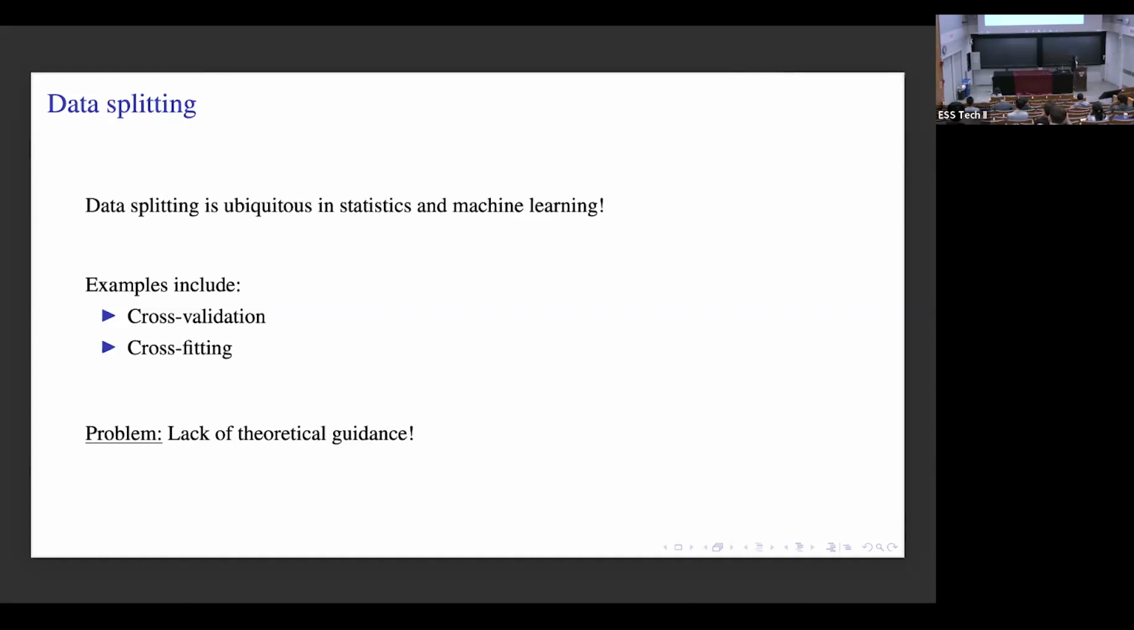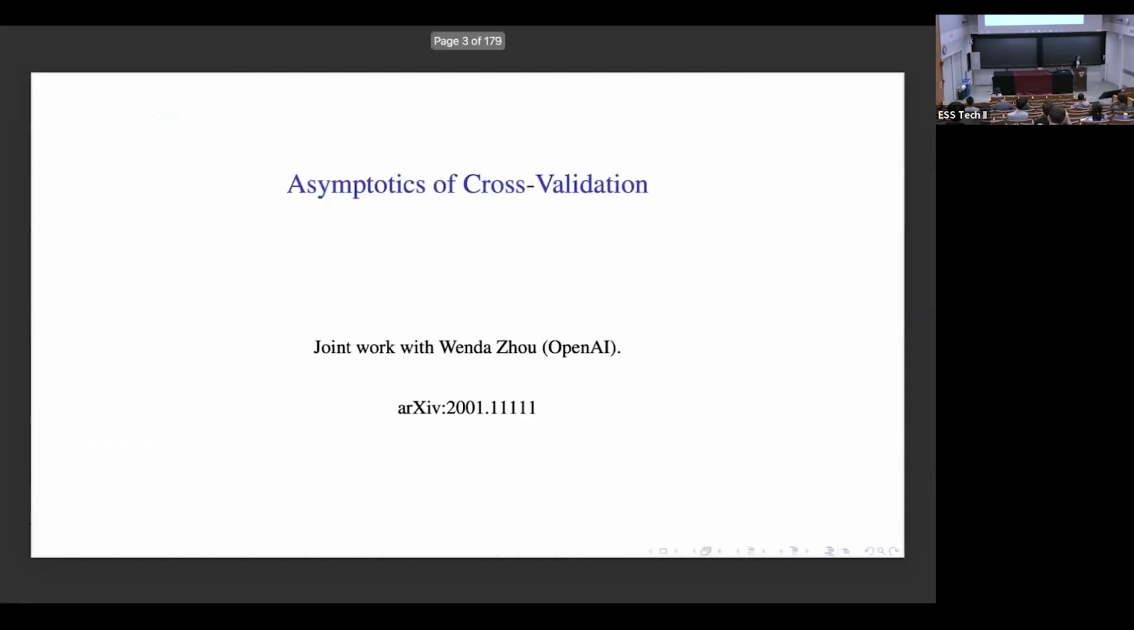Okay, so the first part of this talk is going to be based on joint work with Wenda Su, who is now, since 2 weeks ago, a senior researcher at OpenAI. So I'm very excited for him. And this is in the Annals of Statistics.